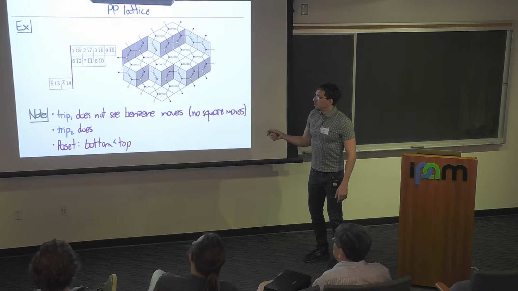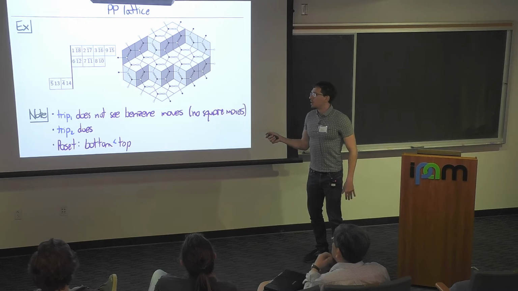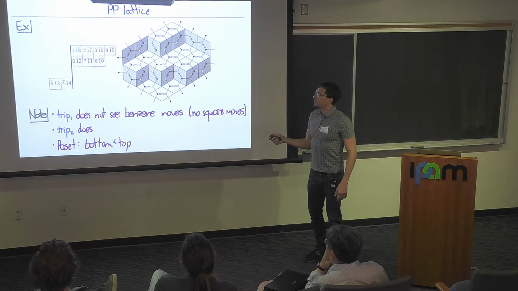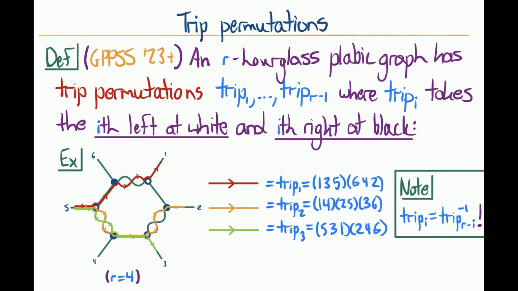Trip 1 actually doesn't really see hourglasses. You could add or remove hourglasses, and it turns out it will have the same behavior. It won't get rerouted around faces. However, trip 2 does see hourglasses. I had shown you this orange strand here. It routes that way around the hexagon. If you flip the configuration, it will be rerouted on the other side.